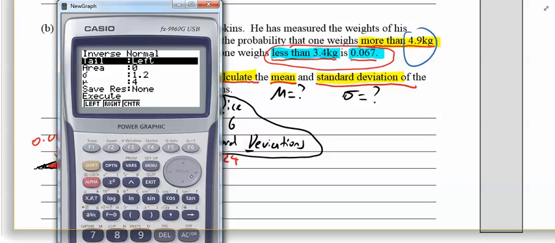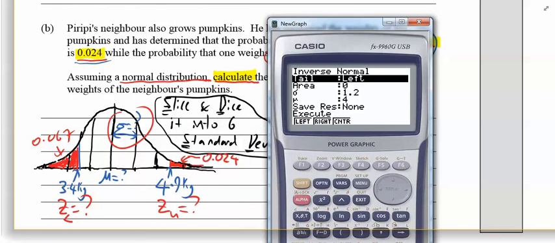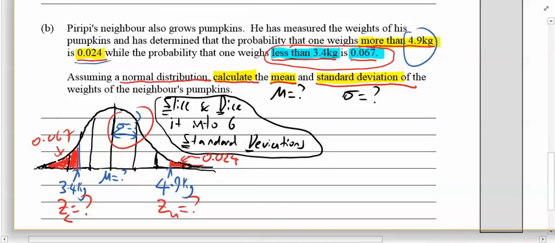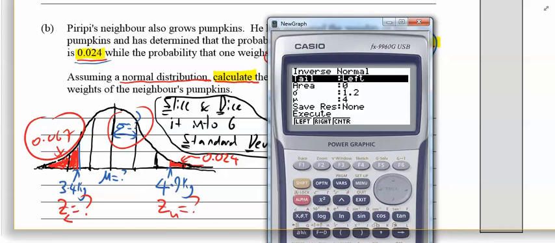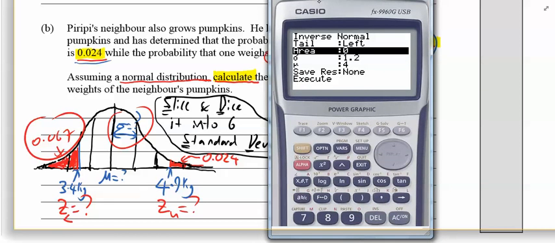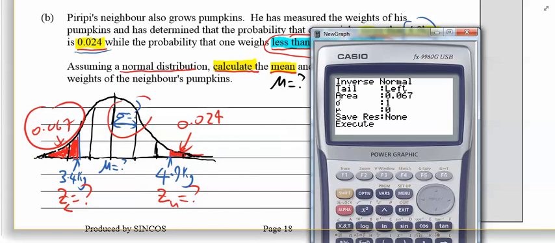Depending on your calculator, mine gives me the option of changing the tail from the left to the right to the center. If I want to know 0.067, I want to know the Z score that goes with 0.067. That's my left tail. So I'm going to make sure tail is left. And the area to the left is 0.067. And because I want to work with the Z score, it's the Z score I want to find out.